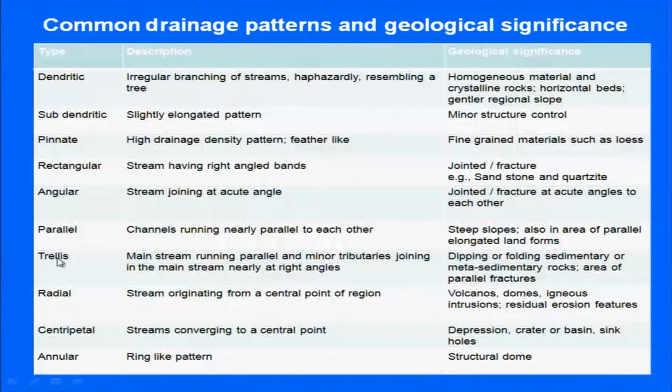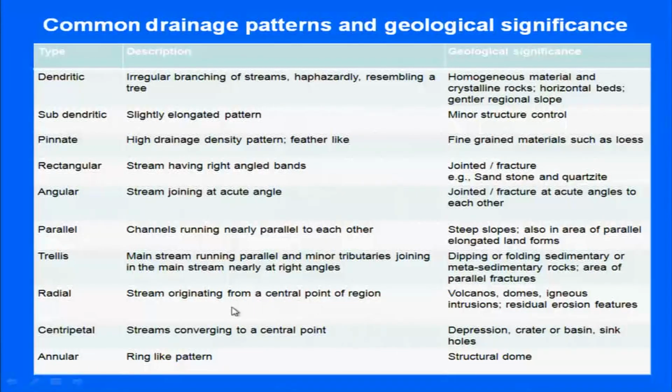For example, we were talking about the parallel drainages in one of the slides from the Himalayan region. These are channels running nearly parallel to each other. Parallel drainages are mostly channels that flow parallel to each other, and they develop along steep slopes. This slope could be natural or tectonic. Then the trellis pattern: the main stream runs parallel, and minor tributaries join the stream. This is seen flowing across folded sedimentary terrain.